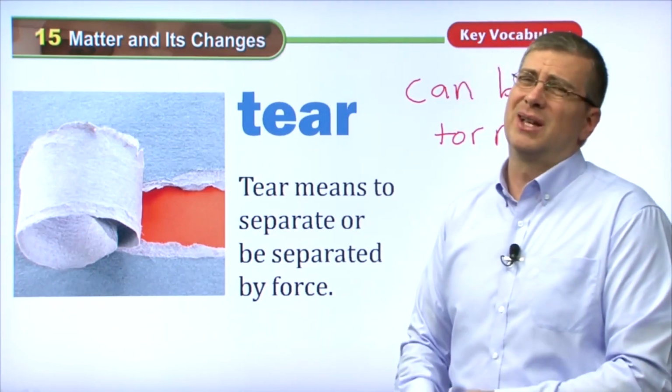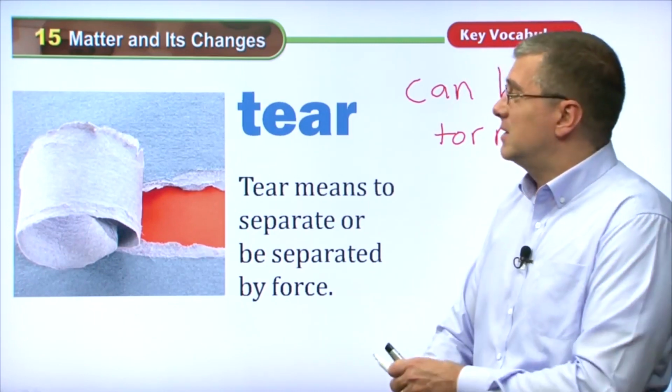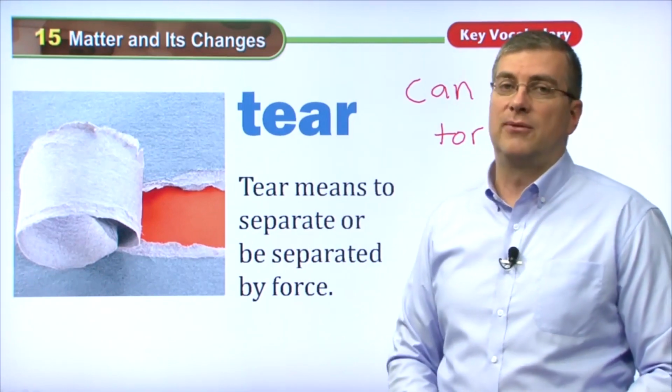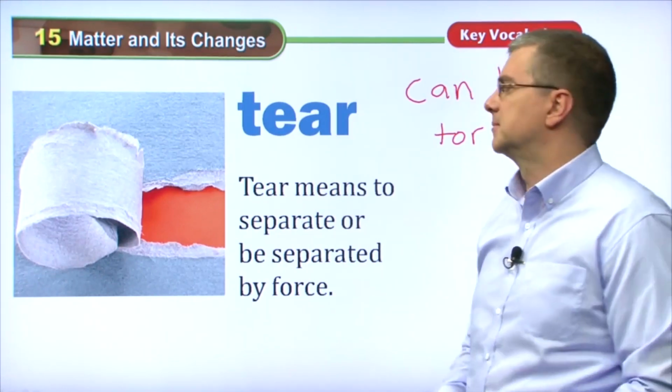My skin, that's terrible if you injure yourself. My skin is torn. So you can tear soft things. That means to separate or be separated by force. So be careful. Don't tear your elbows or your knees.